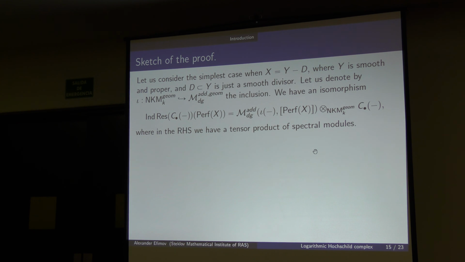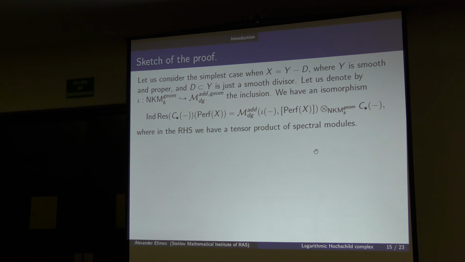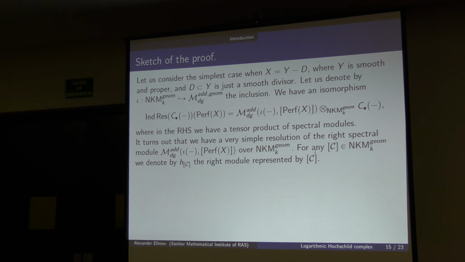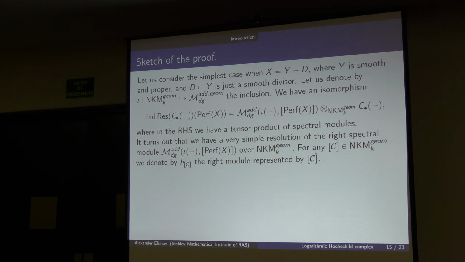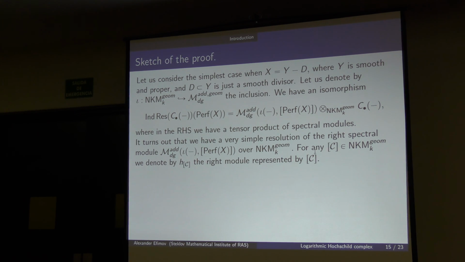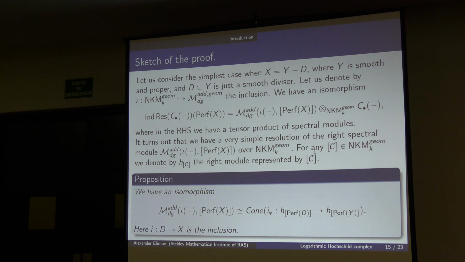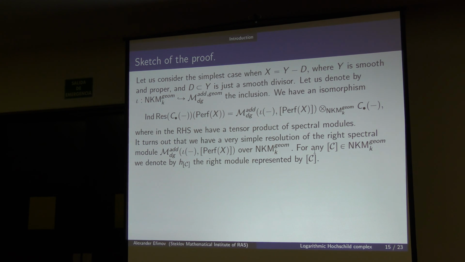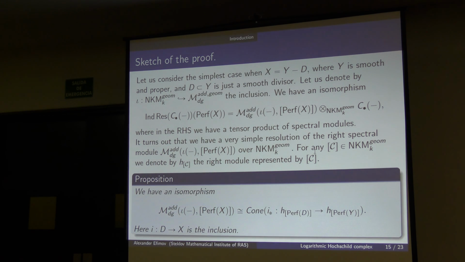And in order to compute this tensor product, we want to have a resolution of at least one of them. It's clear that one should not try to construct a resolution of the right guy, but of course we construct a resolution of the left functor. And it has actually a very simple resolution, of length 1. So for any smooth and proper geometric category, let us denote by HC the right model represented by itself, the standard notation. And then the proposition is that we have an isomorphism.